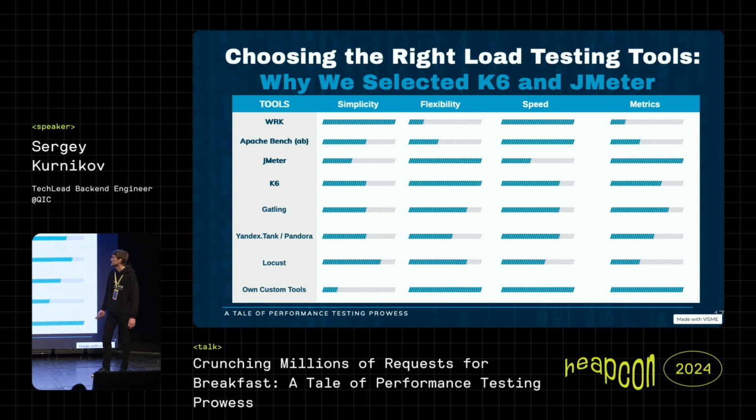Of course, JMeter has flexibility, but has low speed if we compare it with K6. And don't forget about custom tools. Of course, they offer flexibility, speed, and huge metrics, but development takes many hours and sometimes several months.